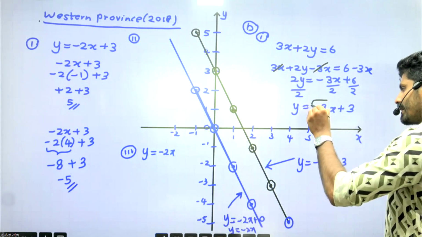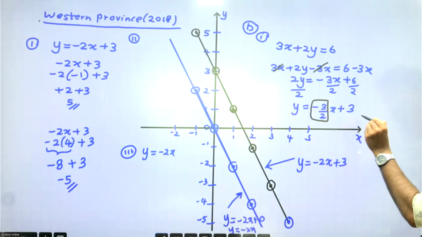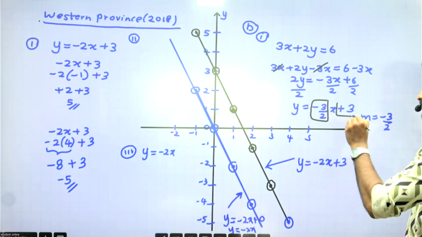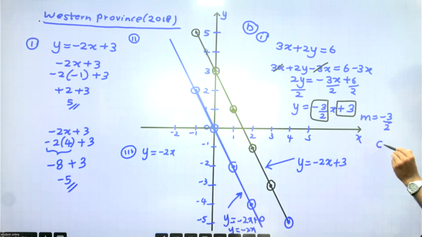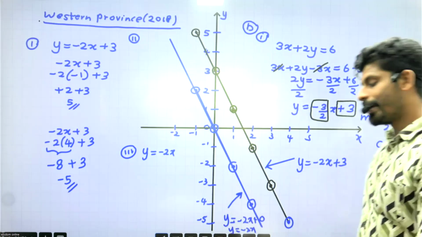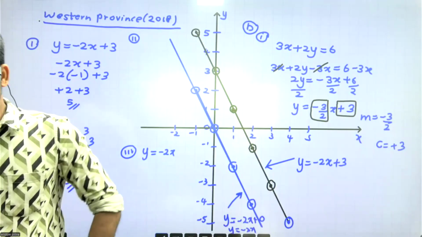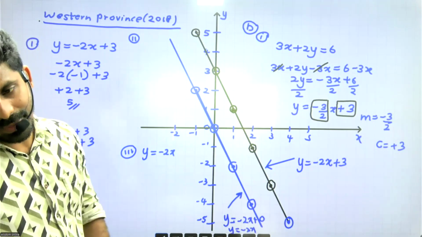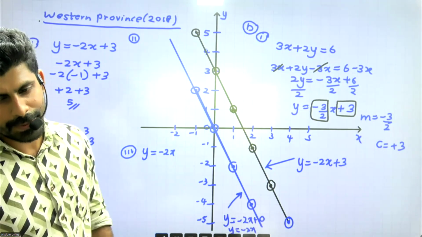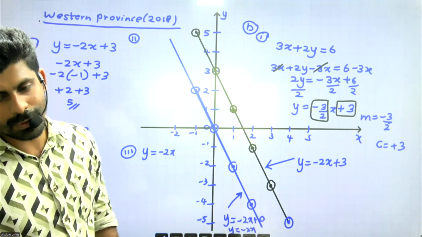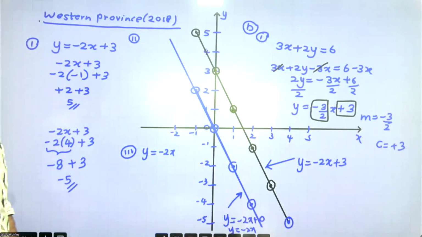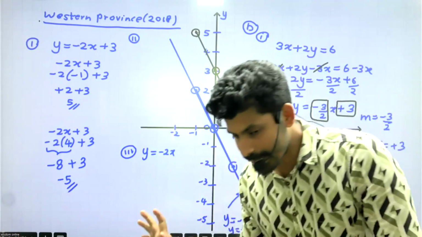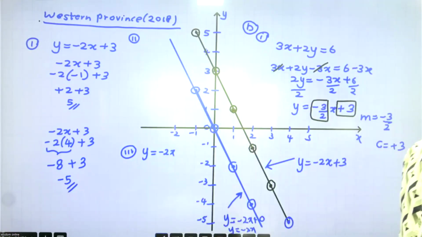Then this is the gradient. Gradient equals minus 3 over 2. And this is the intercept. Intercept equals plus 3. Right? Because you need to make y the subject. Then you need to complete that one by yourself.